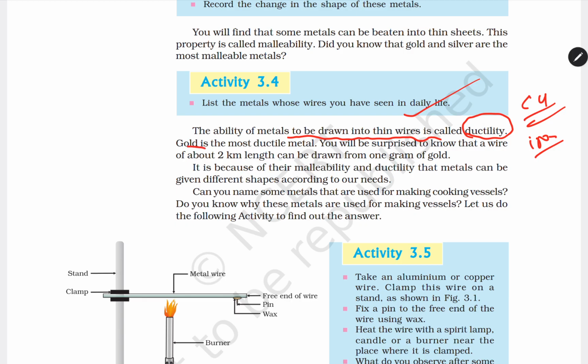And one more thing you can see here, you will be surprised: 2 kilometers of wire can be drawn from 1 gram of gold. See how ductile it is. You can make a 2 kilometer wire using 1 gram of gold. It is because of their malleability and ductility that metals can be given different shapes according to our needs, right? Now, just to recollect the different properties we observed: metals are lustrous, shiny in appearance, and malleable, which means you can make them into sheets. They are also ductile, so they can be drawn into wires.